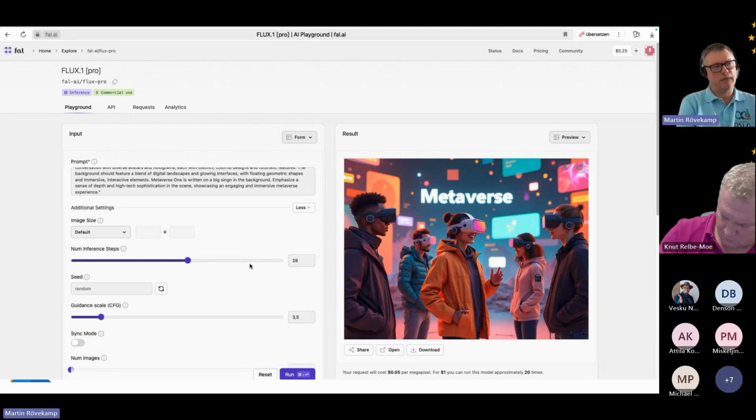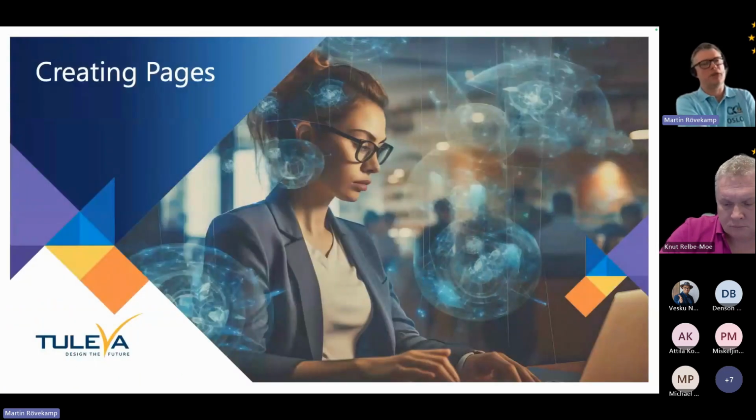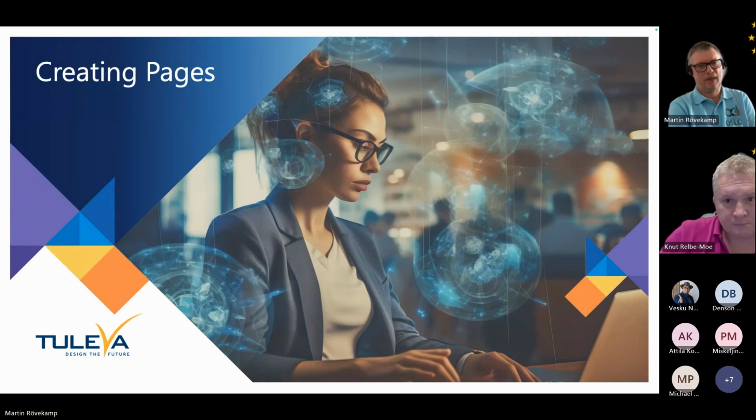So here's the metaverse image, and as you see, it's more photorealistic. And this is like 3 examples for images. Now, next, creating pages. We have seen how to create text.